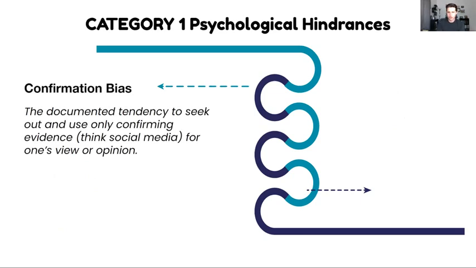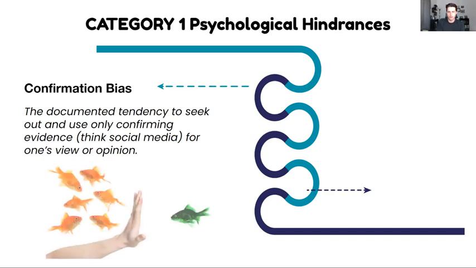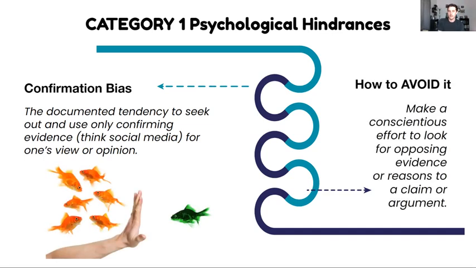And this leads to confirmation bias, which we've mentioned already. This is the documented tendency to seek out and use only confirming evidence for one's own pre-existing view or opinion. I think social media is a prime example. How do we avoid this? Again, we need to make a conscientious effort to look for opposing evidence or reasons to a claim or argument.